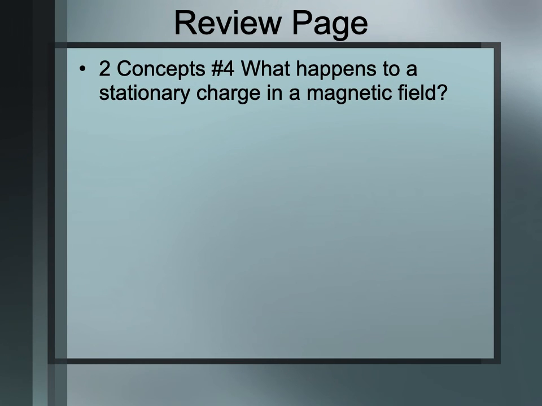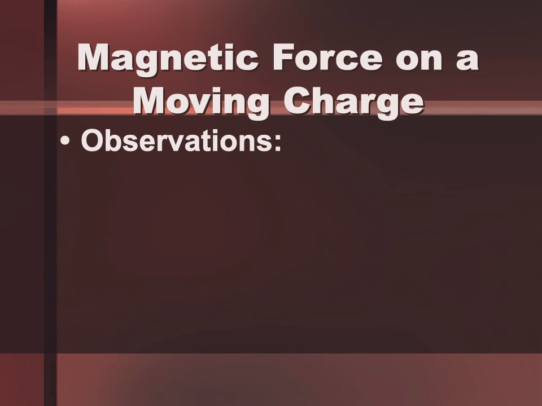So if you go to your review page, I can send home the review page for you. We actually did some of it in the video yesterday also. I want to do number 2, concepts. Number 4, the question is, what happens to a stationary charge in a magnetic field? And if it's stationary, nothing happens to it. It's just stationary. No, there's no force on it.